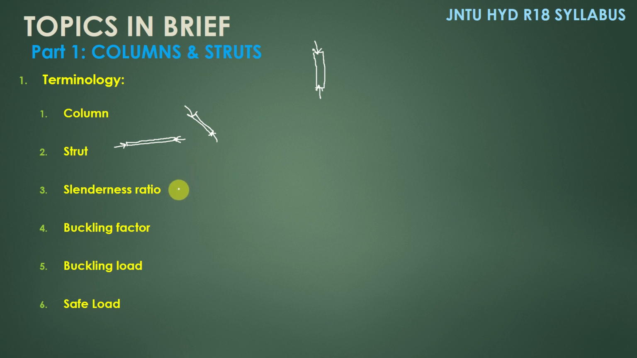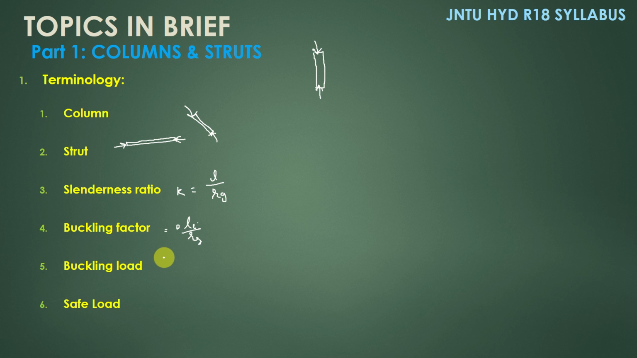Slenderness ratio is actually denoted by K, and this is L by radius of gyration, that is, unsupported length to the radius of gyration ratio. Buckling factor: this is effective length or equivalent length, so L effective or L equivalent by minimum radius of gyration, that is the buckling factor. And we have to see what is equivalent length. That is a very important concept. Let us see that in the next slide.